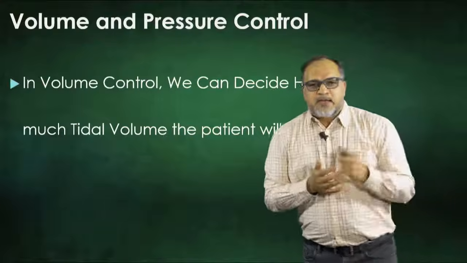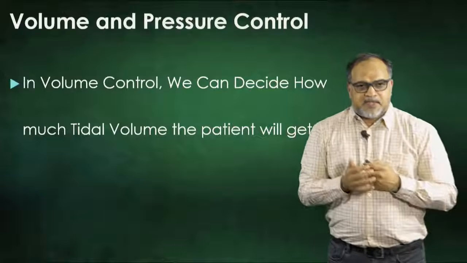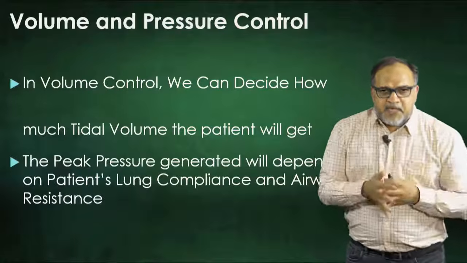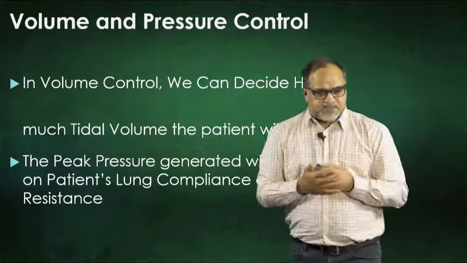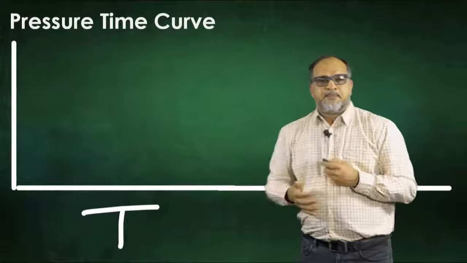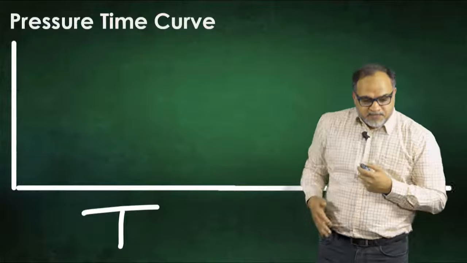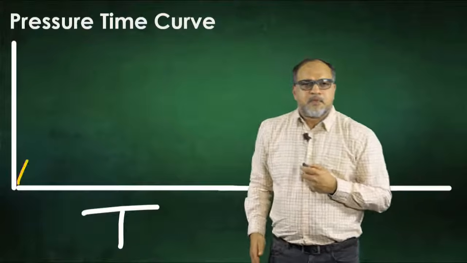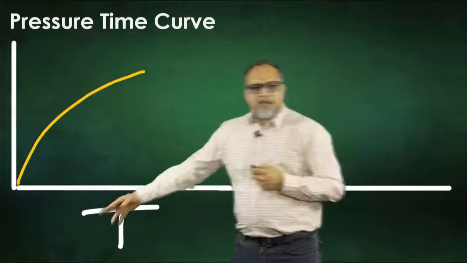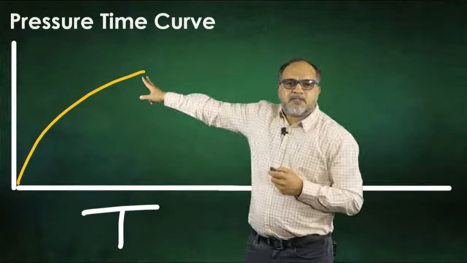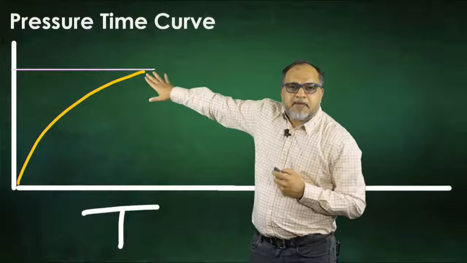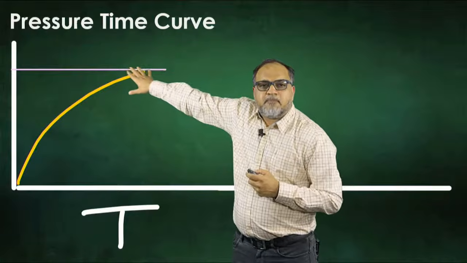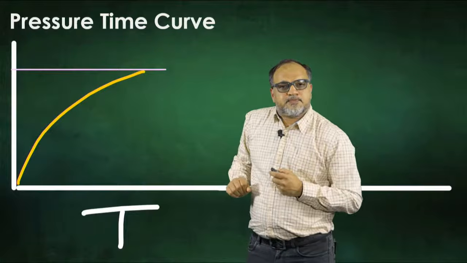So in volume control, we can decide how much tidal volume the patient will get. The peak pressure generated will depend on the patient's lung compliance and airway resistance. Like this is your pressure time curve. Whenever you give some tidal volume, the pressure rises to a certain extent. This extent is called P peak or PIP, or peak inspiratory pressure.